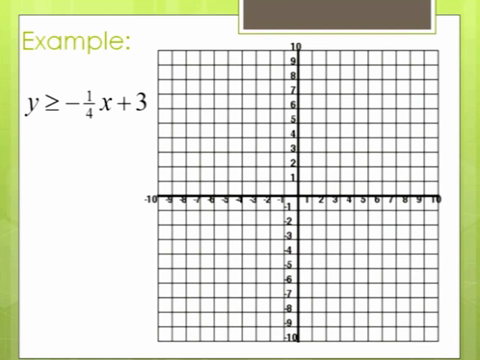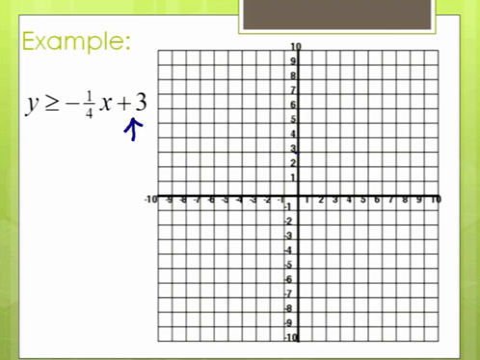Here we have y is greater than or equal to negative 1/4 x plus 3. Notice this is already in slope-intercept form, so I don't need to solve for y here. And since it's already in slope-intercept form, we know what the y-intercept is. It's right here at positive 3.